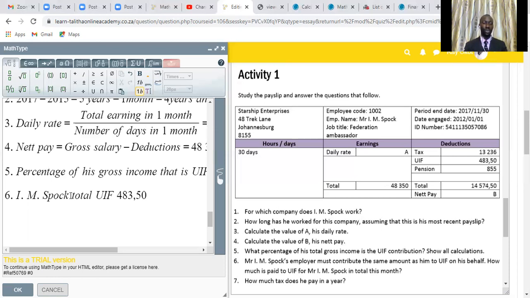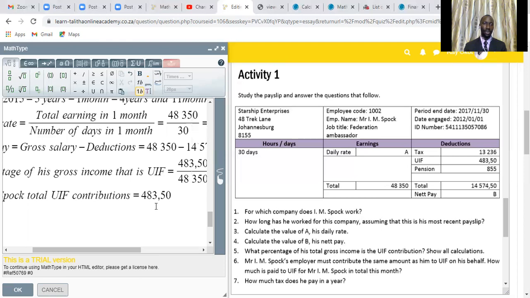Alright, contributions. It's going to be 483 times 0.50 times 2. Why times 2? It's because Mr. Spock and also the employer will give the same amount of money. So it will be doubled. And when we double that, what we get is going to be his total contribution in 1 month.